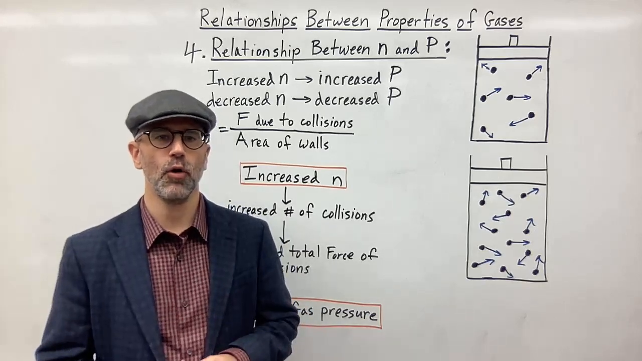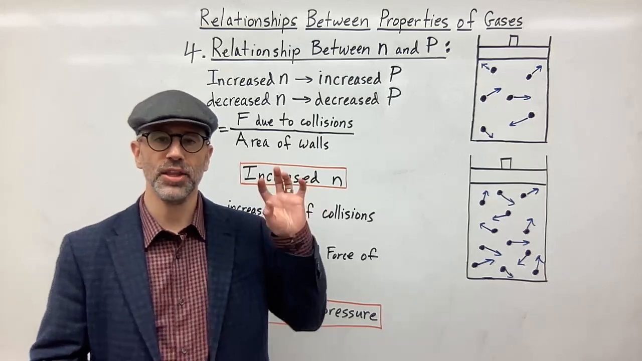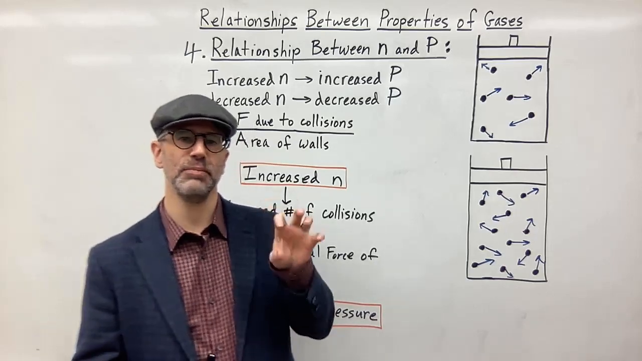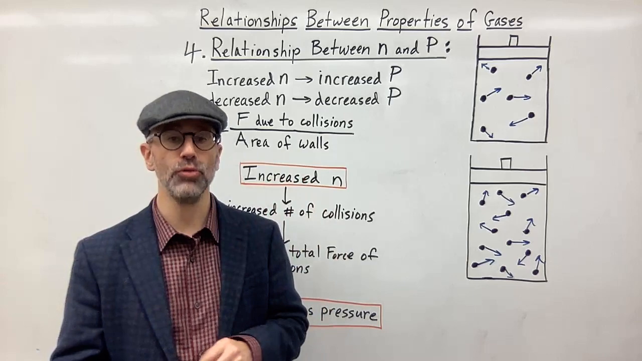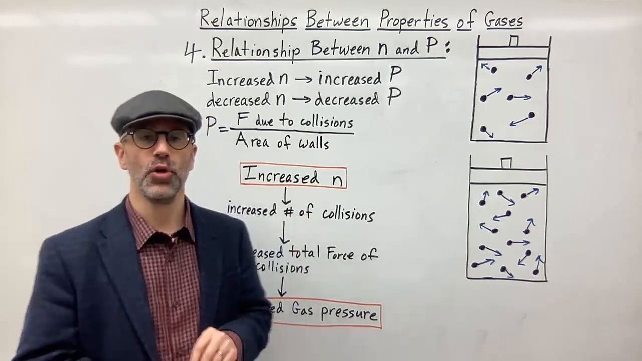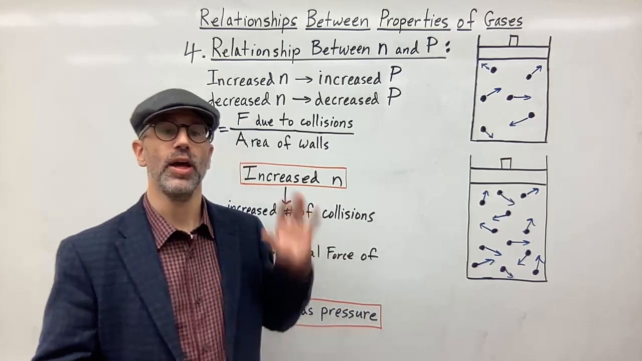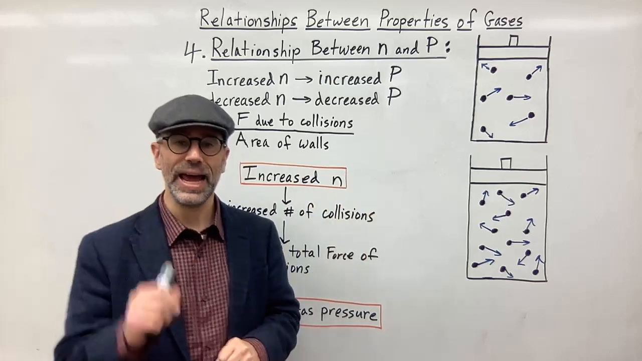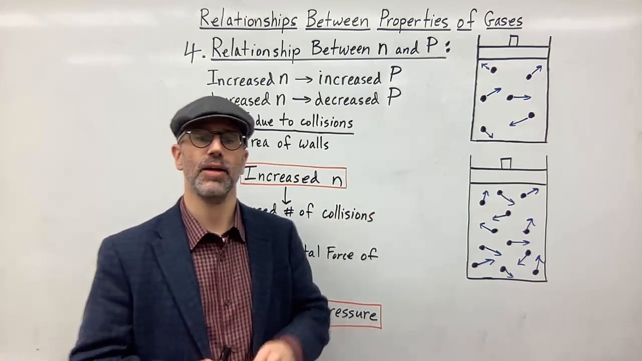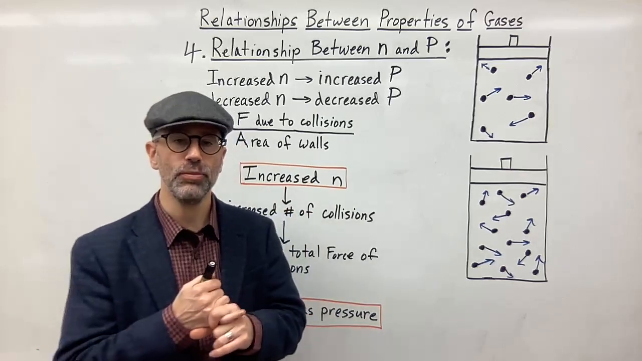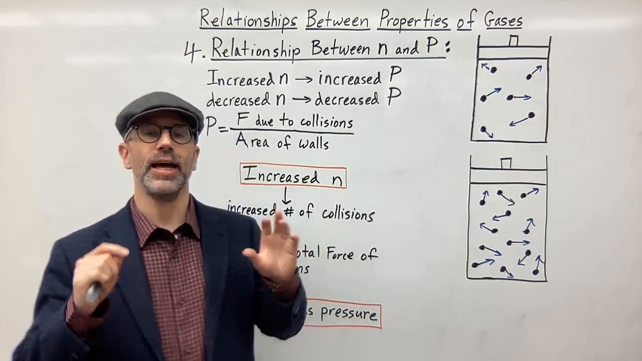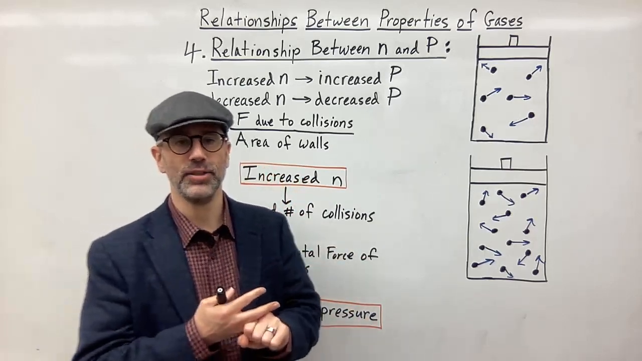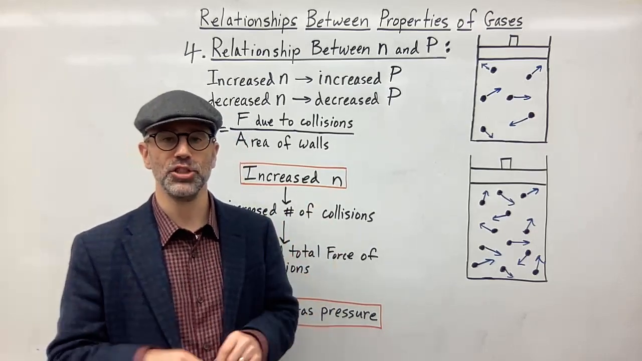So the next relationship I want to go over is the relationship between the amount of gas, N, and the pressure. Just to remind yourself, N is the symbol for the amount of gas, normally in moles, which is going to be the number of particles of the gas. So here I want to look at the relationship between the number of particles of a gas and its pressure. When we look at that relationship, we are holding the volume constant and the temperature constant. Again, in order for this relationship to hold, both volume and temperature have to be held constant. If they're not held constant, then this relationship will not hold.